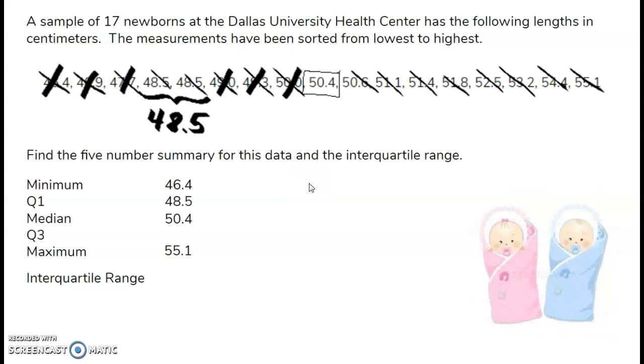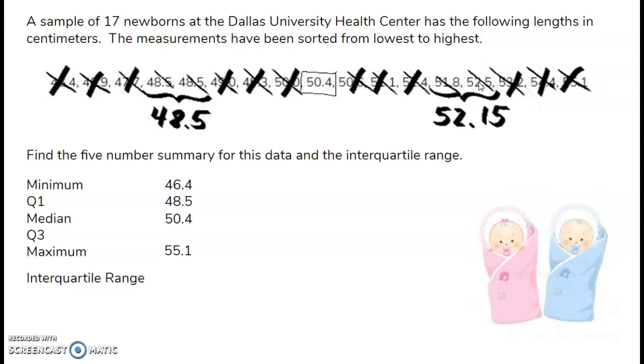Then I'm going to repeat the same thing on the right side. So we're going to cross off the 50.6 and then the 55.1 and then the 51.1 and then the 54.4. And we're going to end up with 2 of them again, 51.8 and 52.5, and we have to find the average of that. So we add these 2 up and divide by 2, and we ended up with 52.15. That is quartile 3.